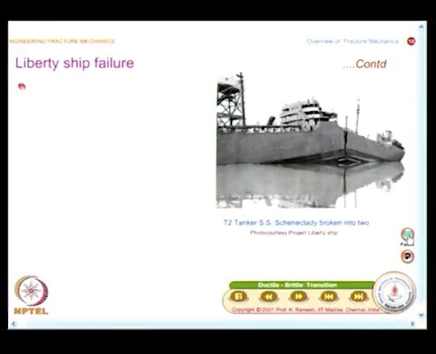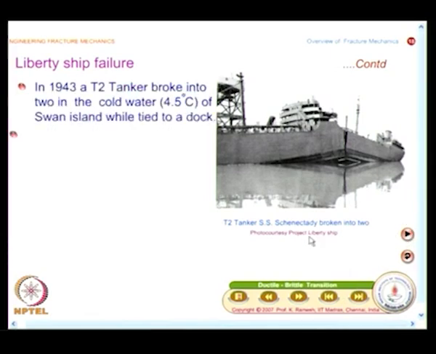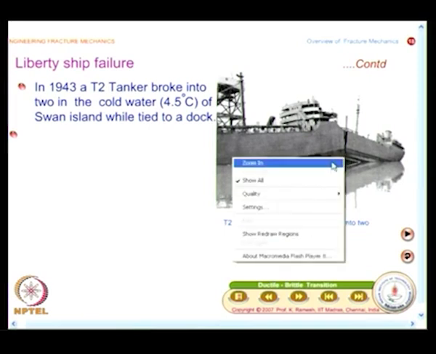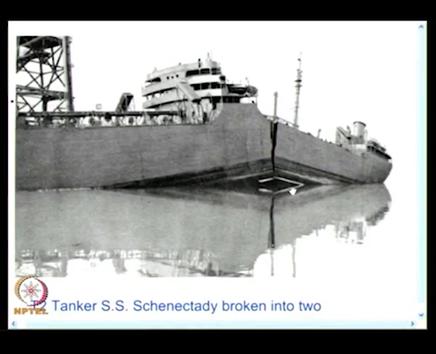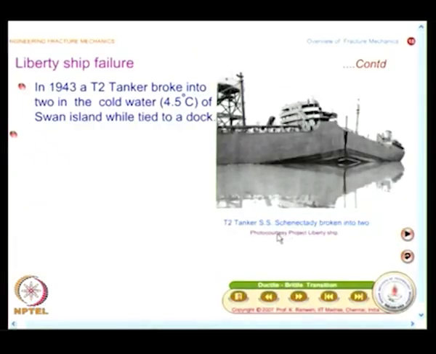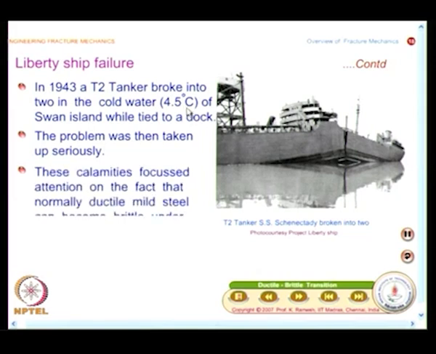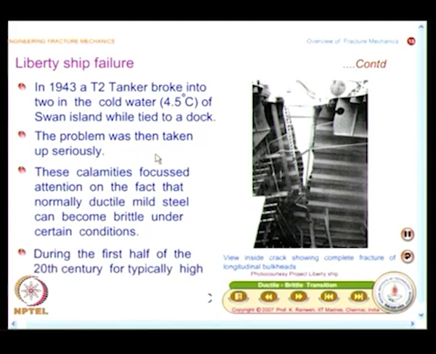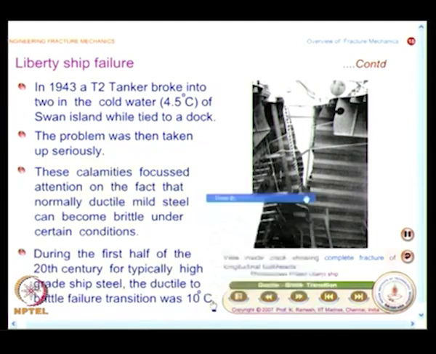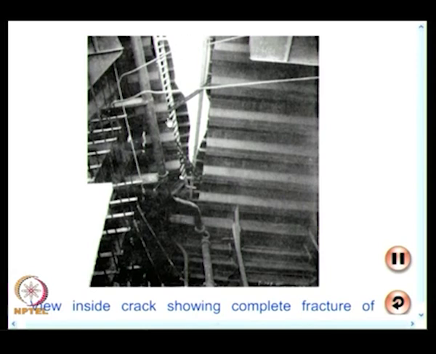And if you really look at the whole analysis, it started when the T2 tanker Schenectady broke into two in the cold waters, I should not say warm waters, in the cold waters of Swan Island, and this is the tanker. This ship broke into two, you see the fracture here, and this figure is from Project Liberty ship, and the water temperature was about 4.5 degrees centigrade. Then the problem was taken up seriously, and this shows the fracture through the deck. You can see how the entire deck has fractured. It is a very serious matter.